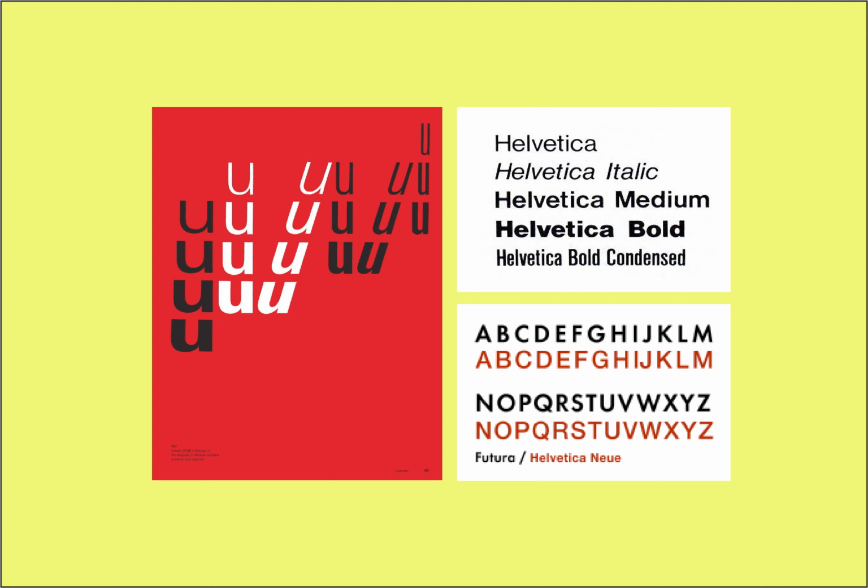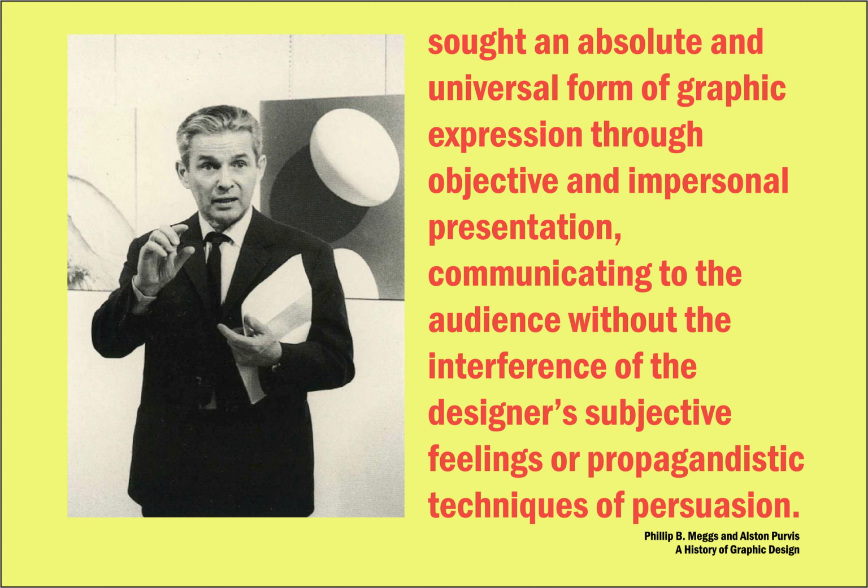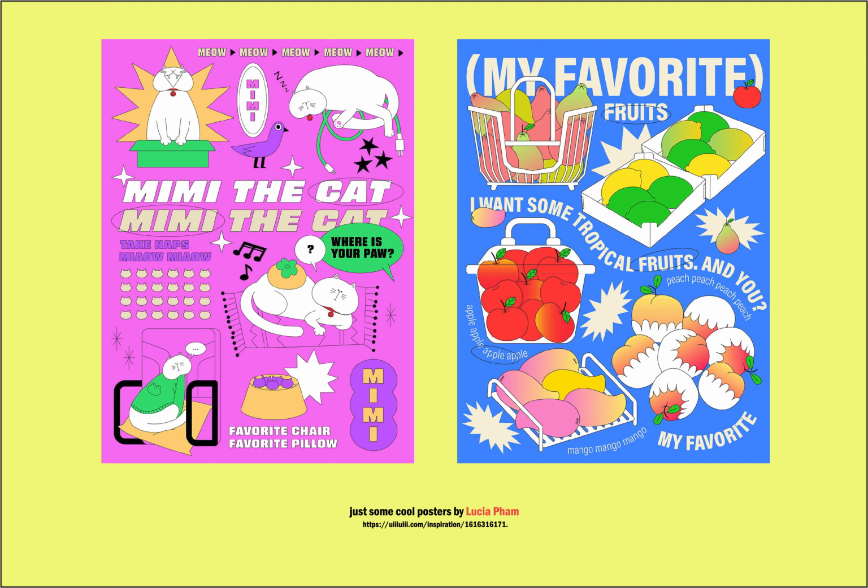I believe that design is often a representation of one's world. For Europeans, this world was highly theoretical and structured, putting emphasis on function rather than form, often separating the designer from the design. One of the leaders of the movement, Josef Müller-Brockmann, saw an absolute and universal form of graphic expression through objective and impersonal presentation, communicating to the audience without the interference of the designer's subjective feelings or propagandistic techniques of persuasion.